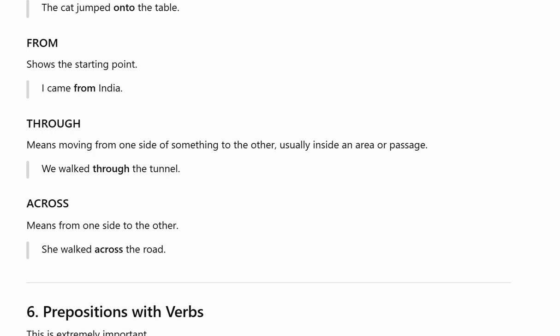Through means moving from one side of something to the other, usually inside an area or passage. We walked through the tunnel. Across means from one side to the other. She walked across the road.